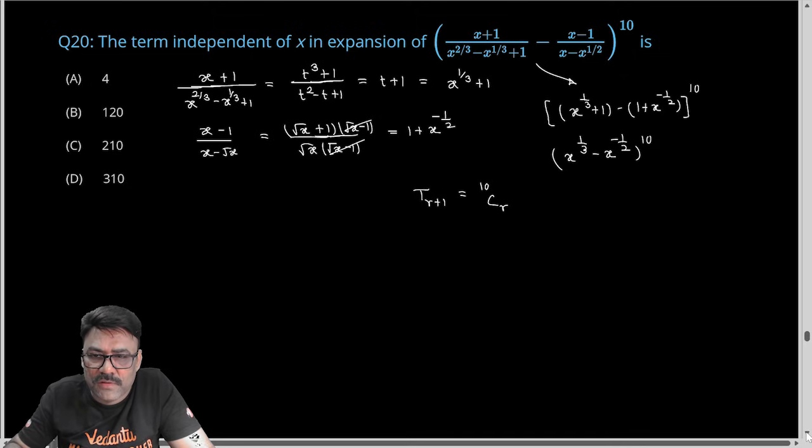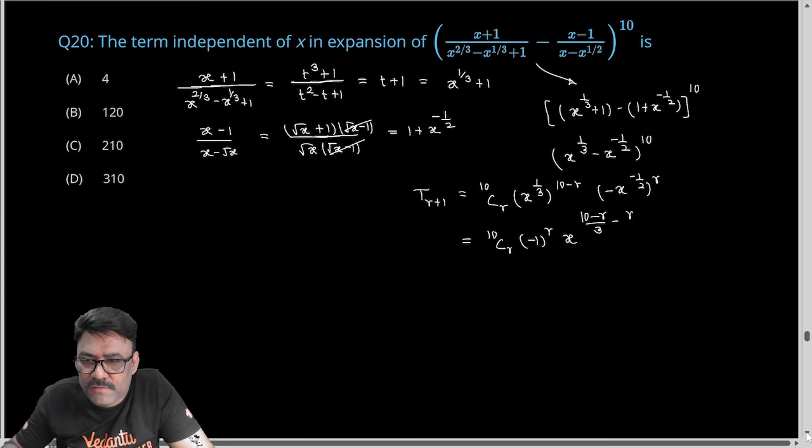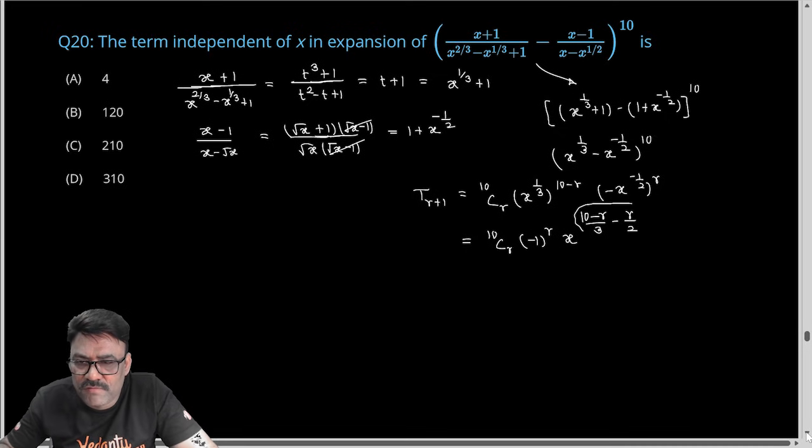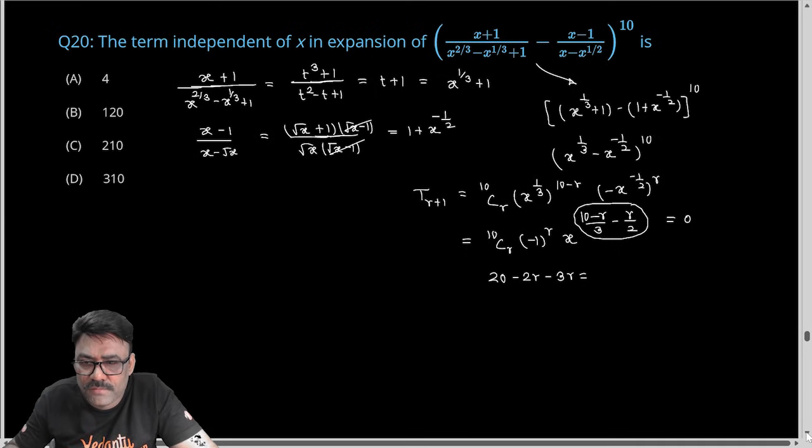10Cr x raised to 1/3 whole raised to 10 minus r, minus x raised to half minus half whole raised to r. So it becomes 10Cr (minus 1) raised to r, x raised to (10 minus r)/3 minus r/2. Since you need the term independent of x, the power of x must become 0. So ultimately it gives you 20 minus 2r minus 3r equals 0, so r will be 4.